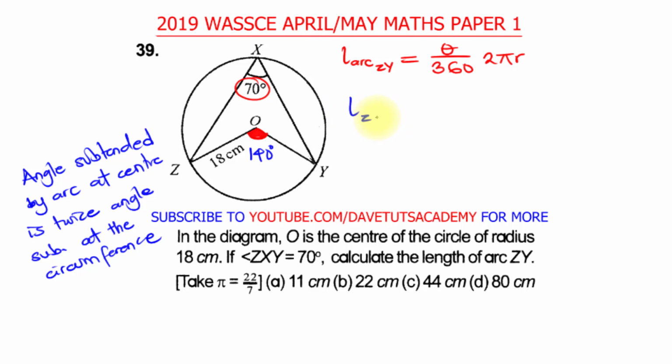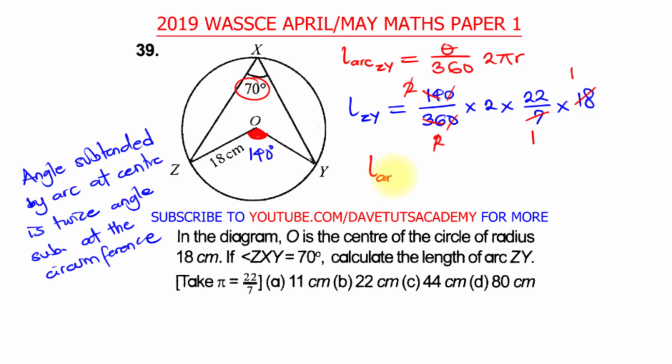So if we are making use of that particular theorem, we can now say the length of the arc ZY is equal to 140 over 360 multiplied by 2 multiplied by pi, given as 22/7, and multiplied by the radius, given as 18. So what is left for us is just to divide here. We can see that this 0 can cancel out, this 7 and 14, that is 2. This 18 can go in 36, that is 2, because 2 times 18 is 36. So these 2 and these 2 can also cancel. So the length of the arc ZY is going to be just 2 times 22, and that is 44 centimeters.